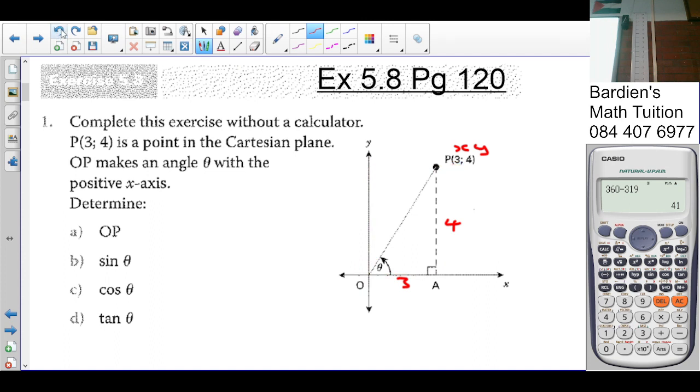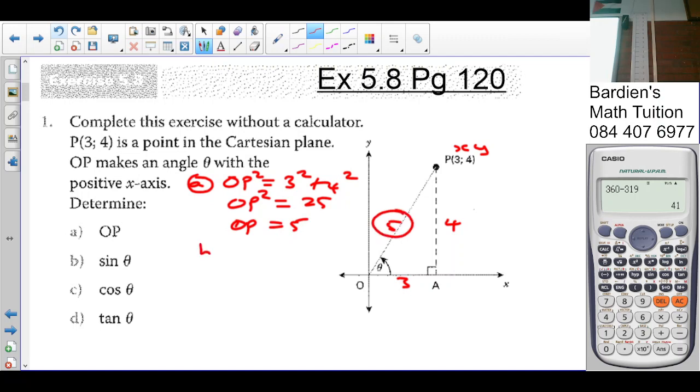So to calculate OP, I'm going to use Pythagoras. So OP squared is equal to 3 squared plus 4 squared. This gives you 9 plus 16, which is 25. The square root thereof, of course, is going to give you 5. So the hypotenuse is 5. Okay. Let's look at B.